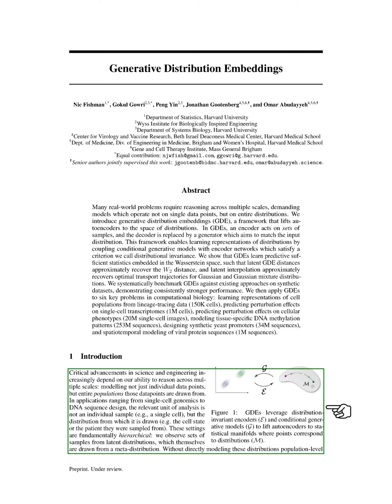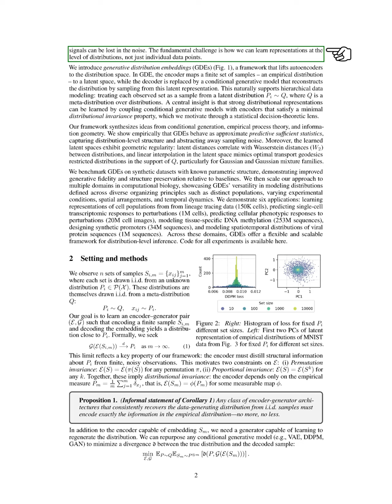These scenarios are hierarchical. We observe groups of samples from underlying distributions, which are in turn derived from a broader meta-distribution. If we don't model these distributions directly, we risk losing important population-level signals amidst the noise. Our main challenge is to learn representations that capture these distributions rather than just individual data points.